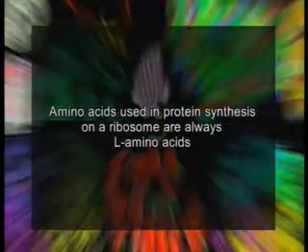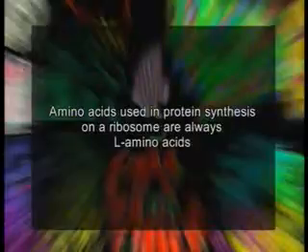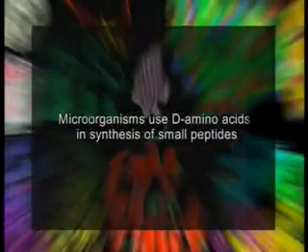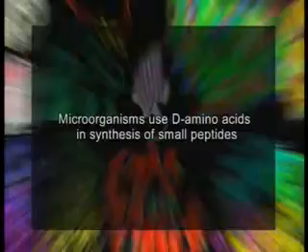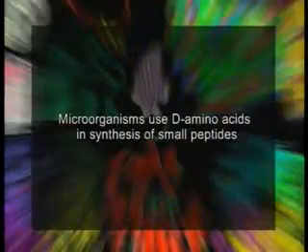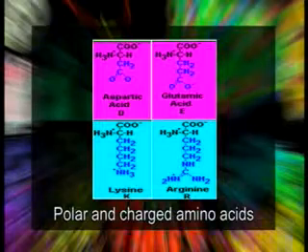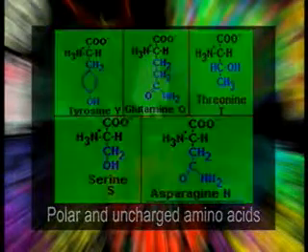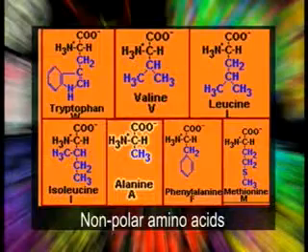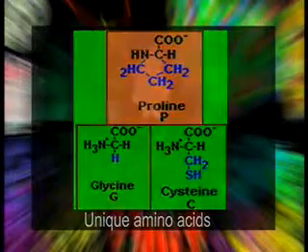Amino acids used in the synthesis of a protein on a ribosome are always L-amino acids. Microorganisms, however, use D-amino acids in the synthesis of certain small peptides, including those of their cell wall and several antibiotics. Amino acids are classified on the nature of their side chains into 4 categories as polar and charged amino acids, polar and uncharged amino acids, non-polar amino acids, and those with unique properties.